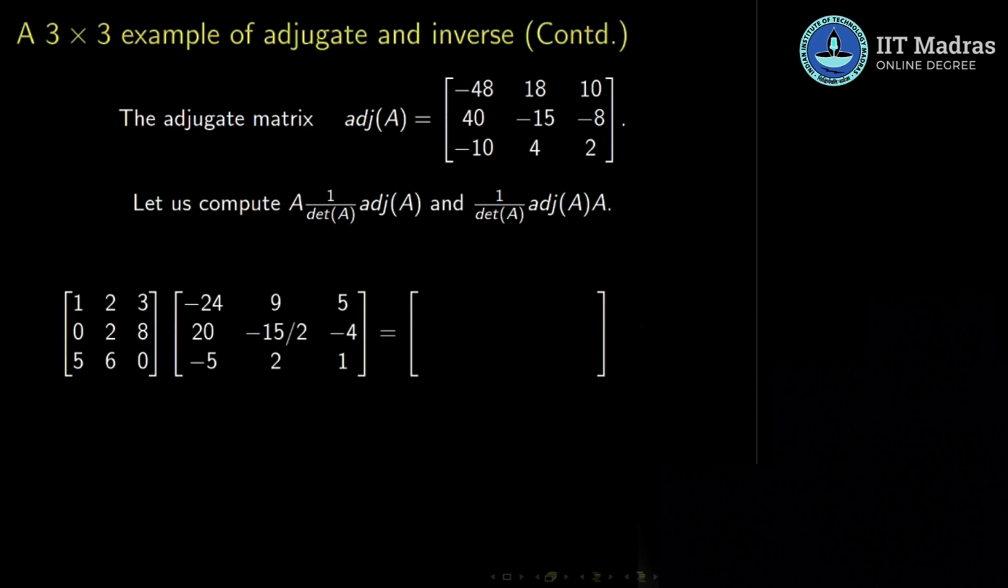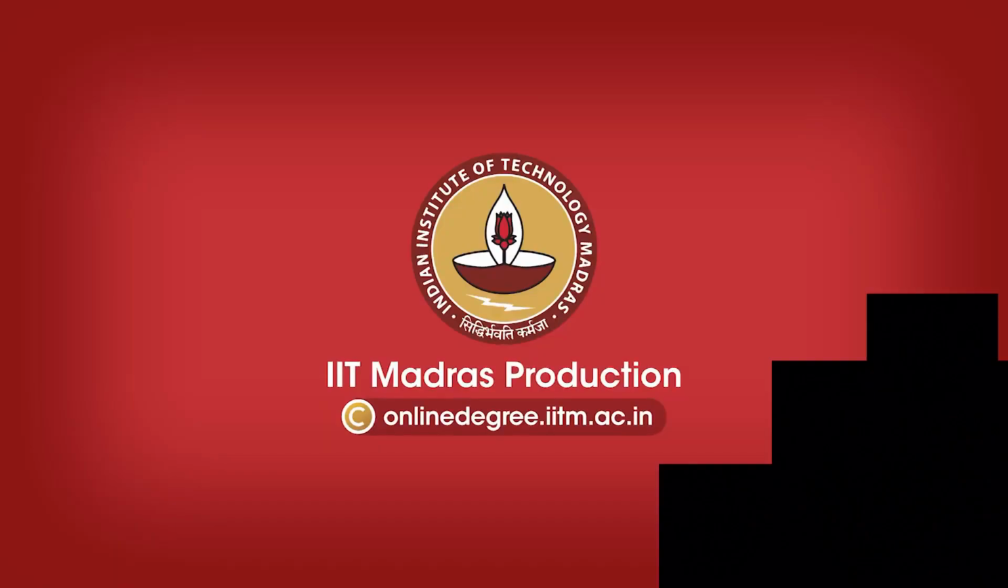We computed the determinant of A, that was 2. So, that means you have to multiply the adjugate by half. If you multiply the adjugate by half, the first row becomes minus 24, 9, 5, the second row becomes 20, minus 15 by 2, minus 4, the third row becomes minus 5, 2, 1, and we want to multiply on the left this same matrix by A. So, your matrix A was 1 2 3, 0 2 8, 5 6 0. This is something you can check from your previous slide. Now let us multiply and see what we get.